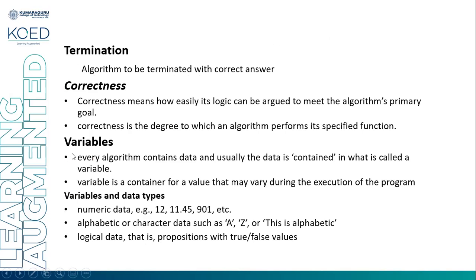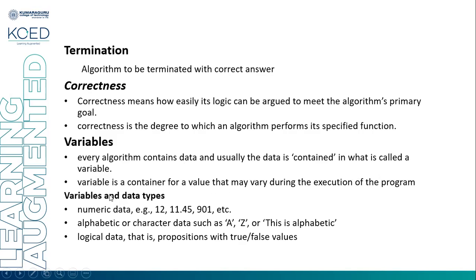Variable is, we can say, storage. It is a container. Every algorithm contains data. Usually, data is contained in what is called a variable. A variable is a container for a value of a particular data type. A variable is a container for a value that may vary during the execution of the program.